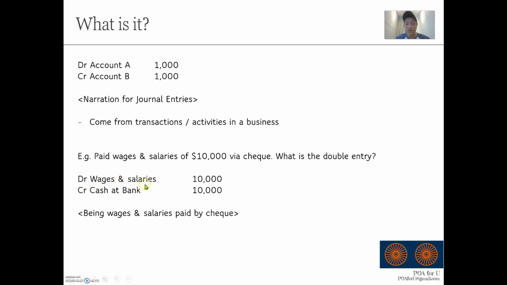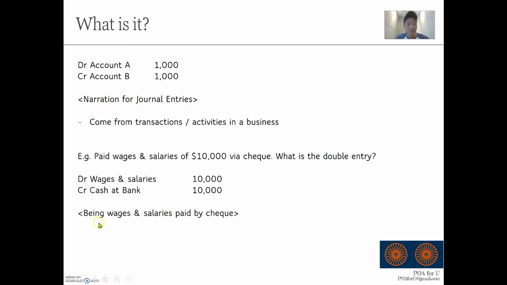Because wages and salaries is an expense, it's debit in nature. So if I have additional wages and salaries to account for, then I want wages and salaries expense to go up to account for this amount that I've paid. So I'm going to debit it since it's debit in nature. Cash at bank is debit in nature as well because it's an asset. And if I've paid wages and salaries by check, then my cash at bank balance would actually go down. So to reflect a downward movement in cash at bank balance, I'll credit it since it's a debit nature item.